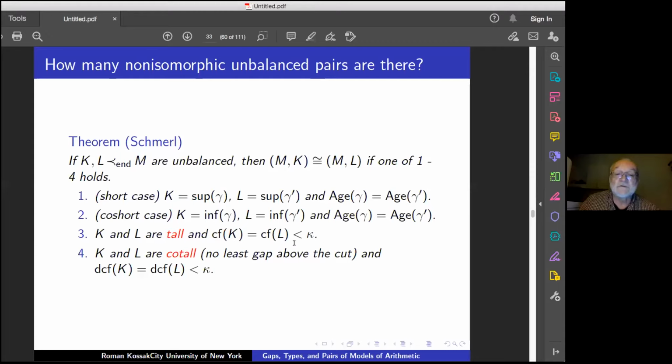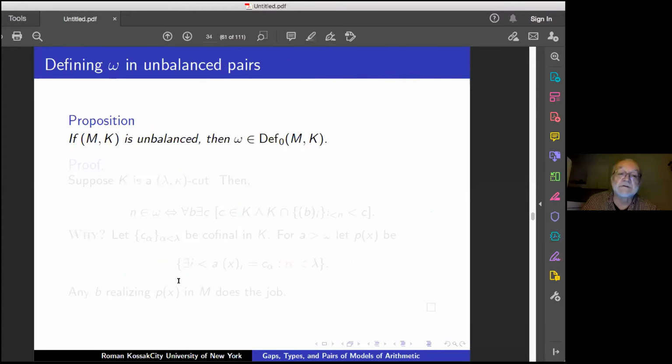What's a little less straightforward, but also follows from standard arguments, is that if both K and L are tall, and tall means they are not short, so they are not the closure on the initial segment of a short model, of a column closure of a single element, and if they have the same set theoretic cofinality, then they are isomorphic, and the same for the tall case. That there is no least gap above the cut, and the downward cofinalities are the same. And that's all standard, and then it's not difficult to see.